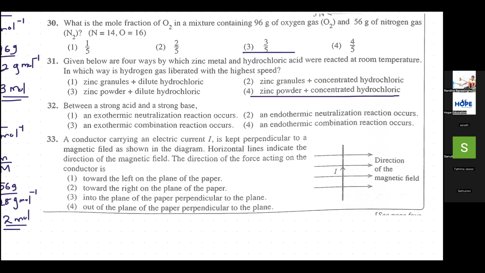Is a neutralization reaction exothermic or endothermic? Exothermic.